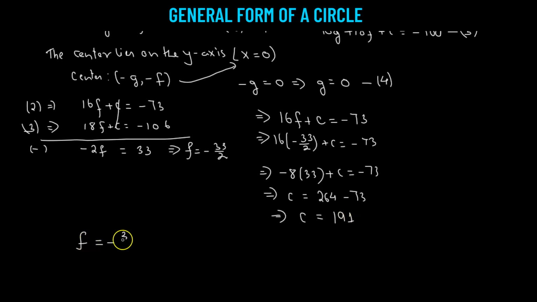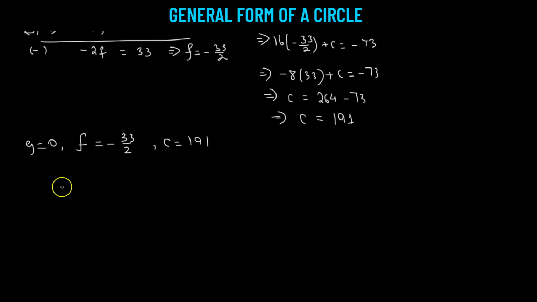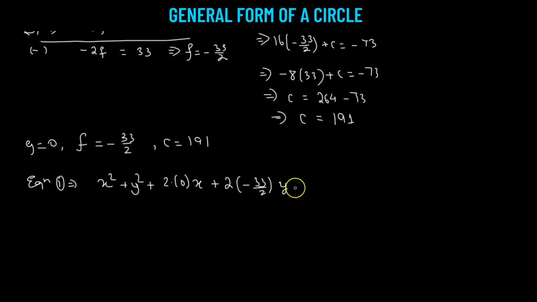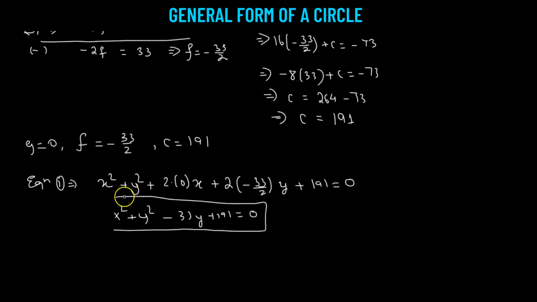So now we have obtained the values. f is negative 33 over 2, the value of g came out to be 0, and the c value is 191. So we can replace these values into equation number 1. So equation number 1 now becomes x squared plus y squared plus 2g, so g is 0, 2 times 0 times x, plus 2fy. So in place of f, we have negative 33 over 2 times y, plus c, which is 191, equals 0. So we get x squared plus y squared minus 33y plus 191 equals 0. So this is going to be the equation of the circle.